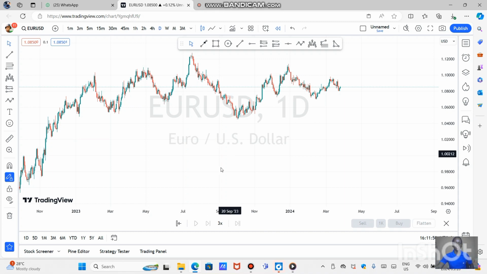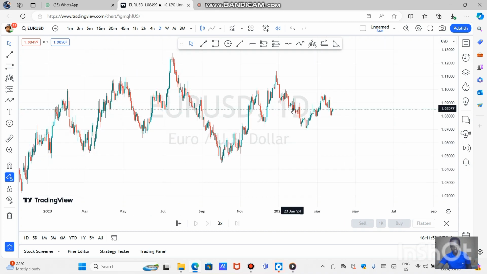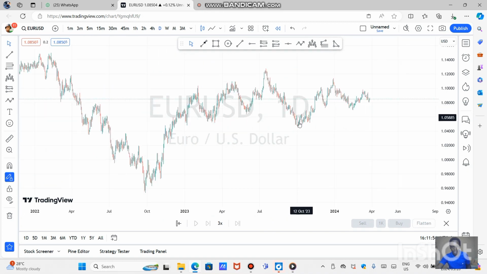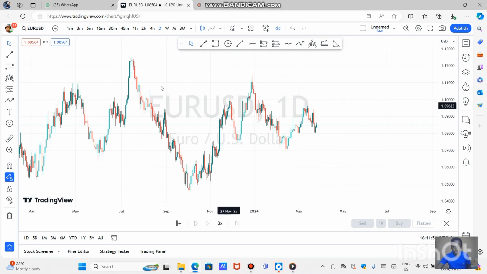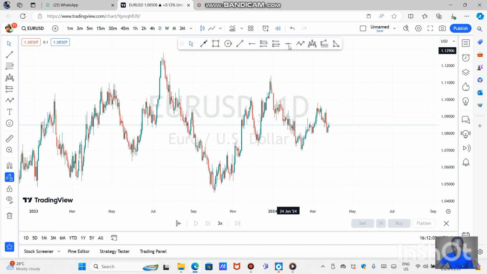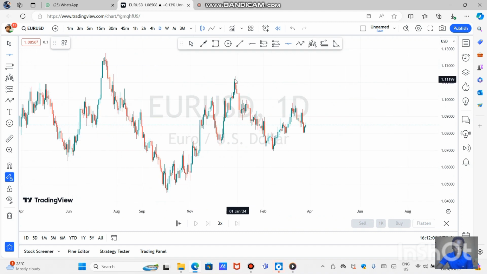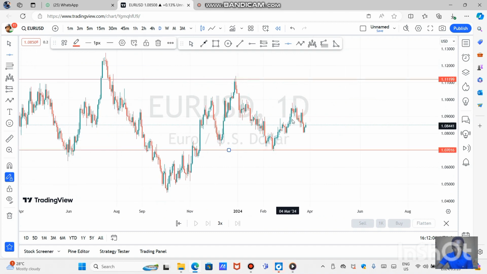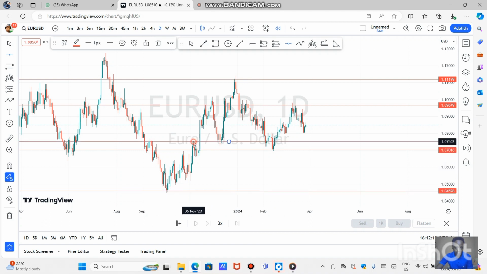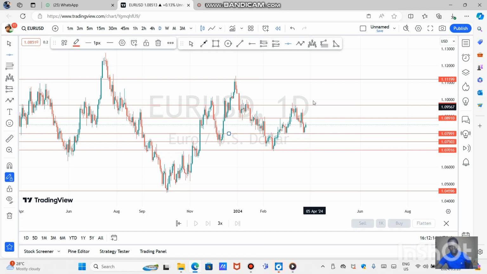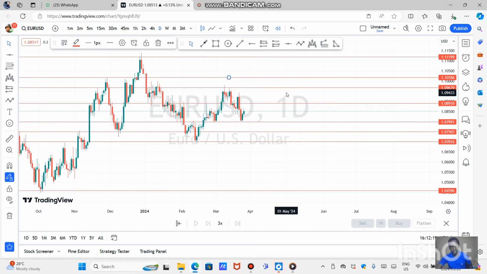Let us now check the current price on the daily time frame. We can clearly see the market is consolidating, trending sideways. Now let us mark the zones where the market touches and the market returns. Those are the sensitivity areas, where the market touches and reacts, or touches and returns.